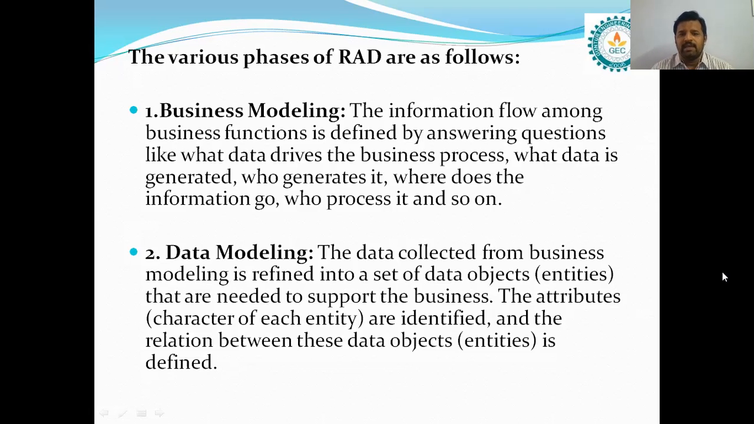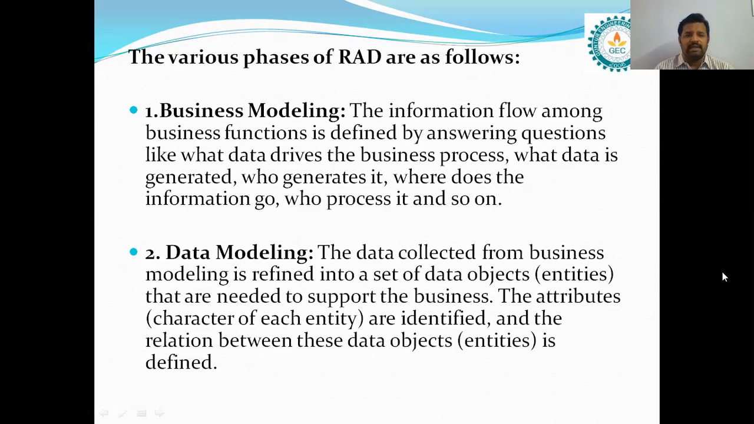Data modeling. The data collected from business modeling is refined into a set of data objects. Whatever data is collected from business modeling, that is in the first phase, is refined into a set of data objects. Refine means purify. You can purify that particular data or information, and it is formed into a set of data objects that are called entities. These entities are needed to support the business.